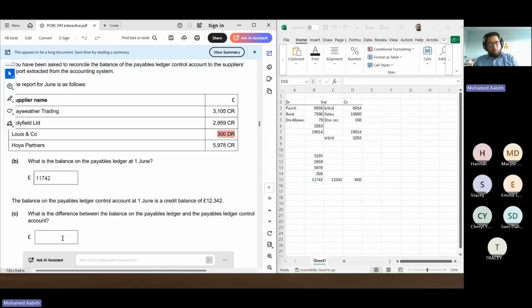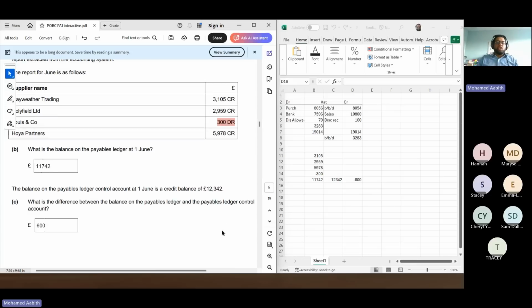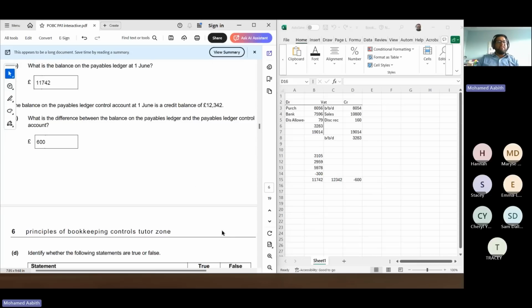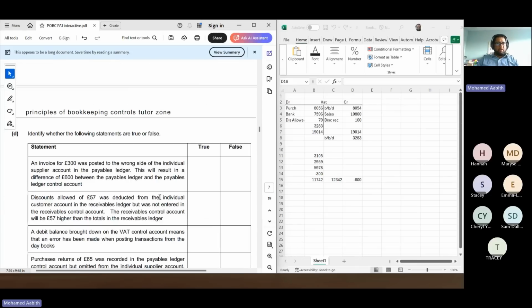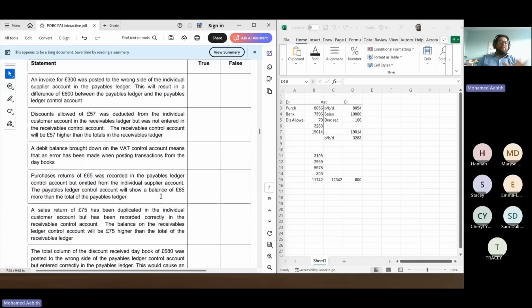They didn't ask you which side is what. I'm going to say here, the payable ledger, which is the highest, and the payable ledger control is the lowest, the amount is £600. It does not matter. They didn't ask you a negative number anywhere. So you can actually use a positive integer of 600. Okay. Now, once you've done that, you have this question.